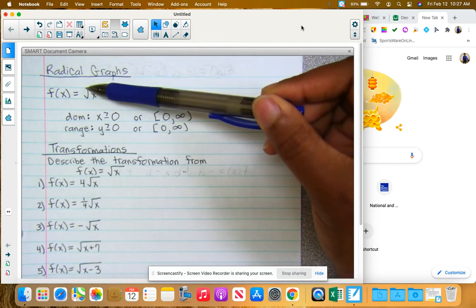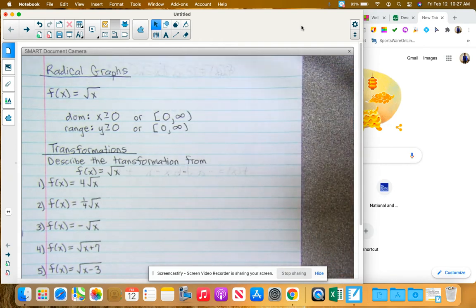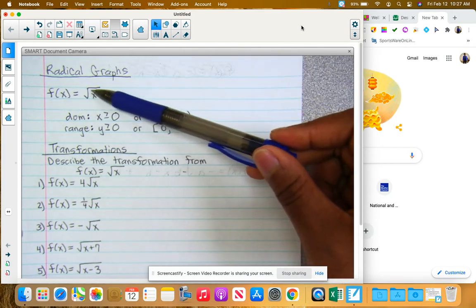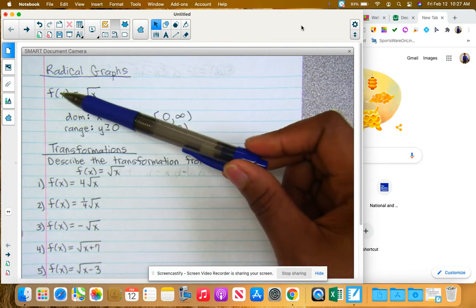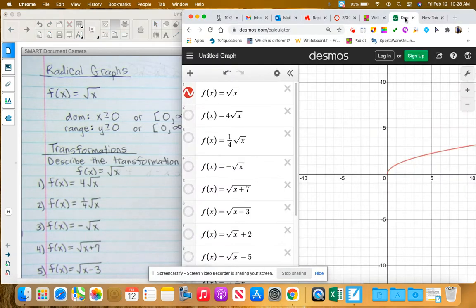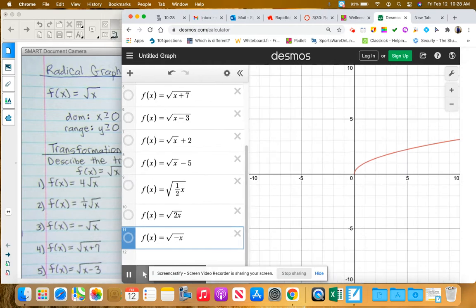And I could change the number that's on the outside, that we'll get to tomorrow. But for today, we're just going to take a look at the graphs and see what the graphs look like, and then take a look at transformations. So this is my most basic one. So f of x equals the square root of x, which is the same as y equals the square root of x. So if I look at that in Desmos, which I've already pulled up here, this is my most basic square root function. Let me make it a little bigger for us here.